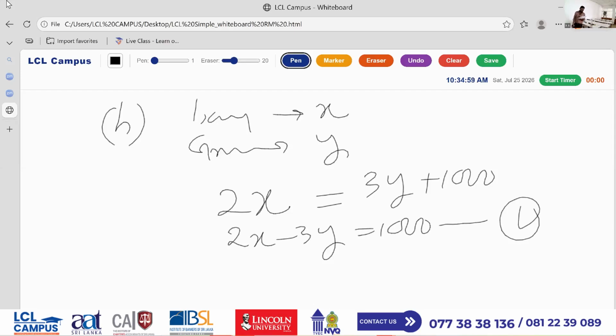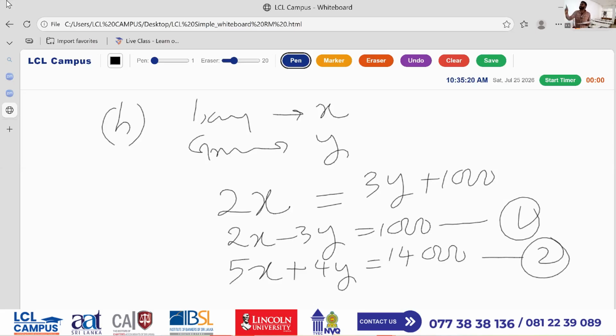And what else? Another piece of information must be provided. The total cost of all the costumes: there are 5 boys, that means 5x, plus 4 girls means 4y. The total cost equals 14,000. This is equation number 2. After preparing the 2 equations, you can take the values of x and y using the calculator, or otherwise you can simplify and find them.